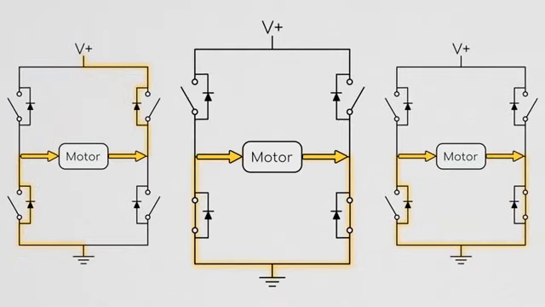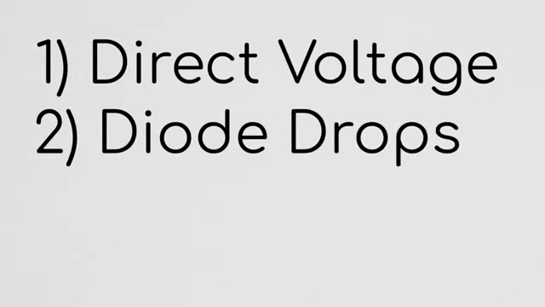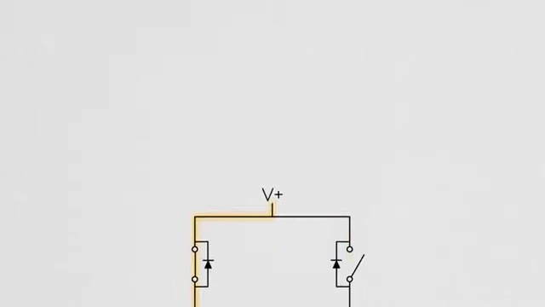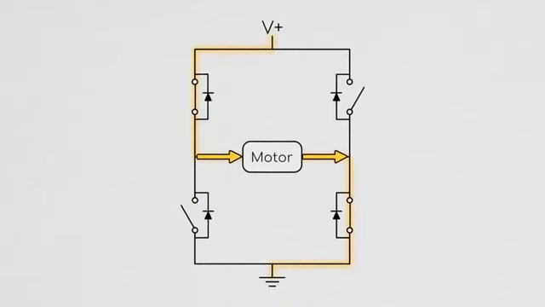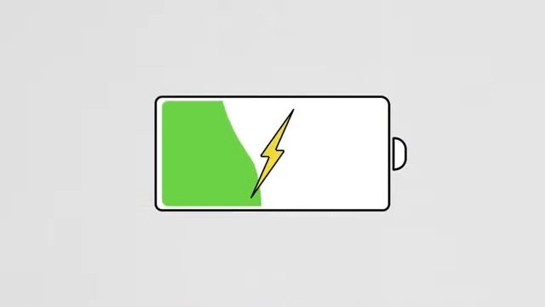So there are two main things that cause differences in dynamics between these switching methods. 1. The direct voltage applied to the load, and 2. The diode drops. We're going to start by looking at the direct voltage. In the case of hard switching, during the unforced phase, you're driving current up from ground to the supply. If you're using a battery, this means you're recharging the battery during this phase.